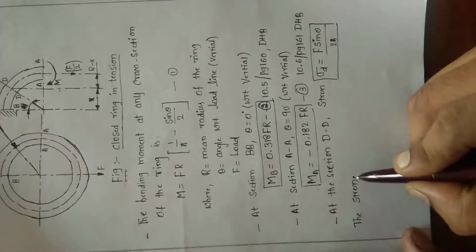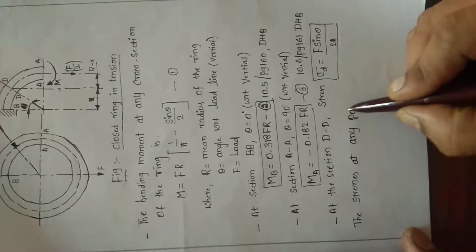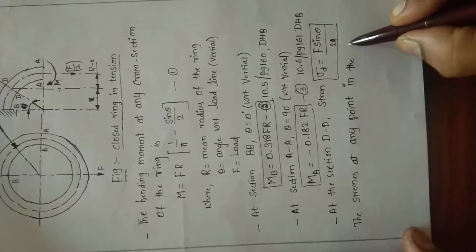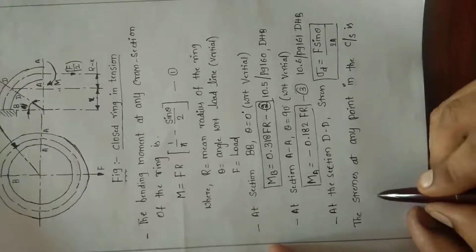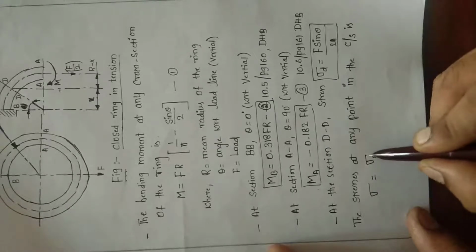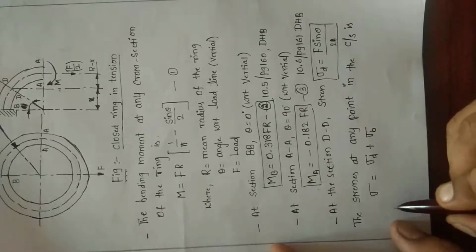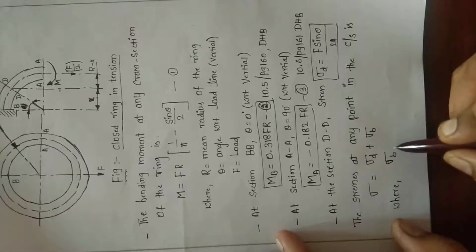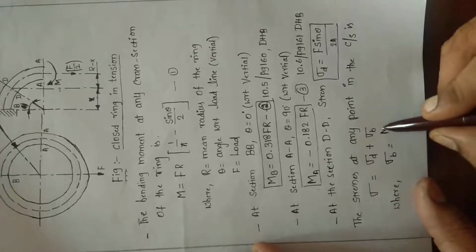So now the stresses at any point in the cross section are given by what? Combined stresses, or we can call it the resultant stresses. Already we have solved the problem. Sigma is equal to sigma D plus sigma bending. Fine. We know the formula for the bending, so sigma bending will be of two types, inner fiber and outer fiber.